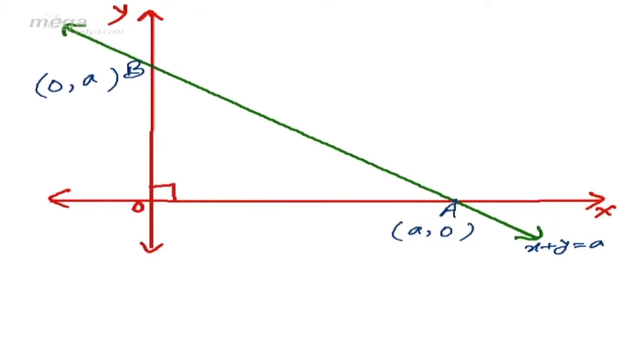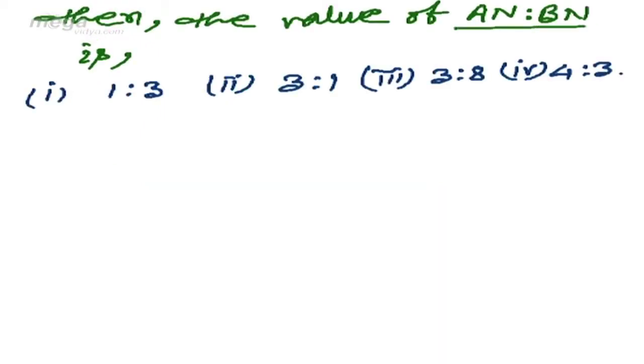Now the question says, a triangle AMN is inscribed in this triangle OAB, where O is the origin and M lies on OB and N lies on AB. So A, M is here, N is here, and right angle at N. It means this angle is 90 degrees, so this will be N, this will be M, and then we will join A to M so that it becomes a triangle AMN. Now it becomes the triangle AMN.